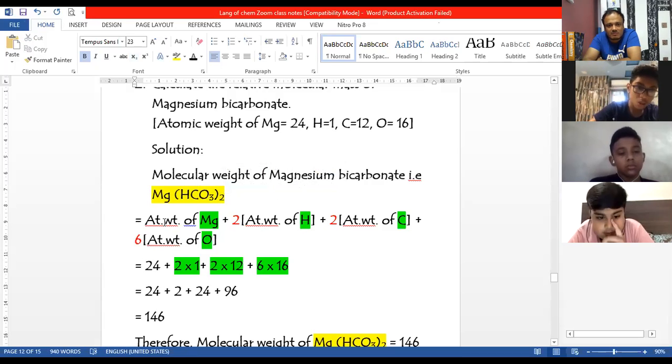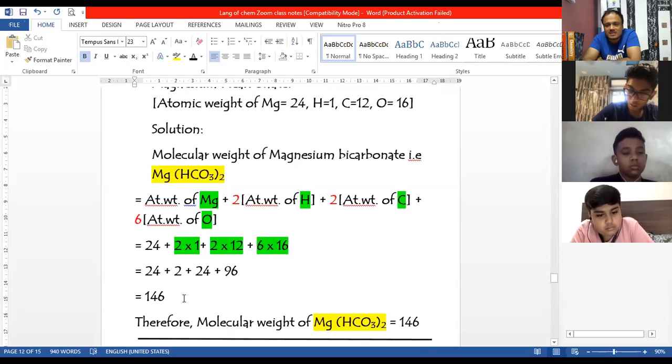So substituting the numbers, the atomic weight of magnesium is 24. Then we have 2 into hydrogen, so that is 2 into 1. Then we have 2 into carbon, that is 2 into 12. And we have 6 into oxygen, that is 6 into 16. So you multiply, and you get the final answer as 146.